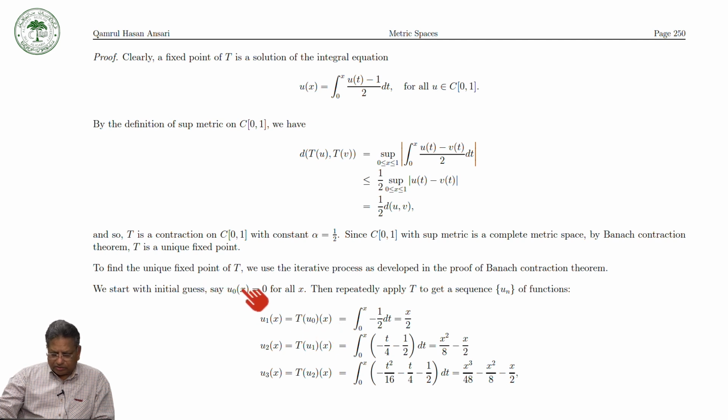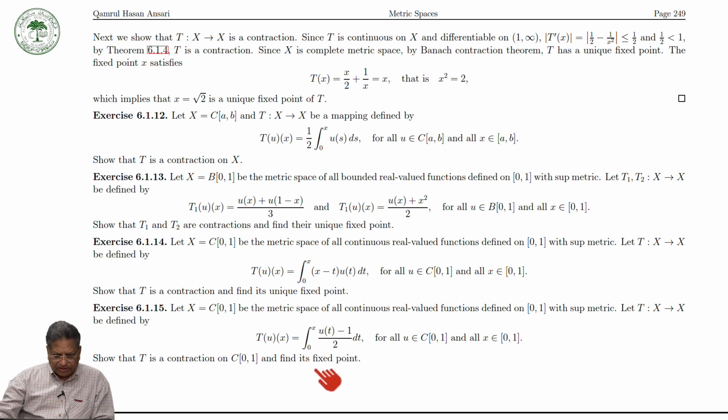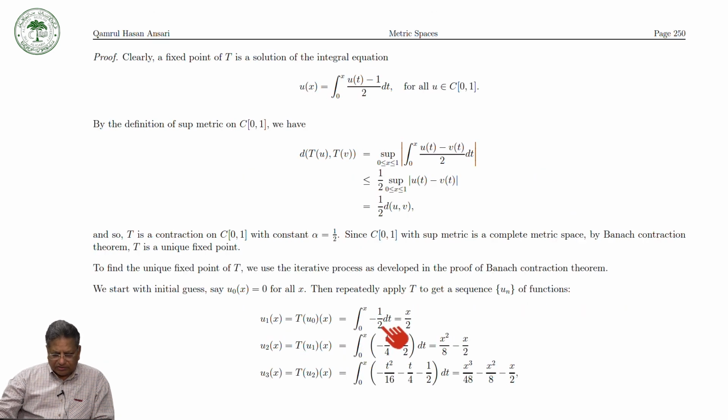Keep in mind our function is (Tu)(x) equals the integral from 0 to infinity of u(t) minus 1 upon 2 dt. Okay, but u0 is equal to 0, so what we will have is only minus 1 upon 2 dt. Integrated, you will get x upon 2. Now this is your u1(x). Okay, and now operate T. So you operate T on u1(x) and denote this by u2.